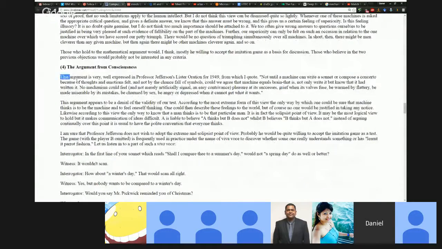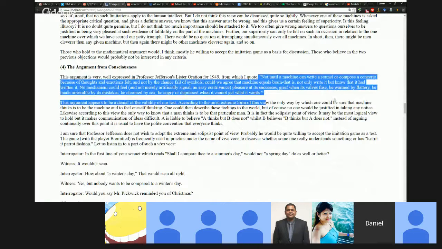Argument from consciousness. This is Professor Jefferson's oration. He says, not until a machine can write a sonnet or compose a concerto because of thoughts and emotions felt, and not by the chance fall of symbols, can we agree that machine equals brain.